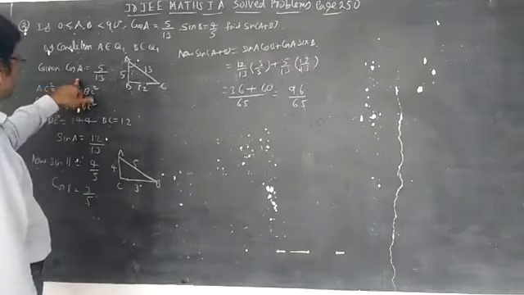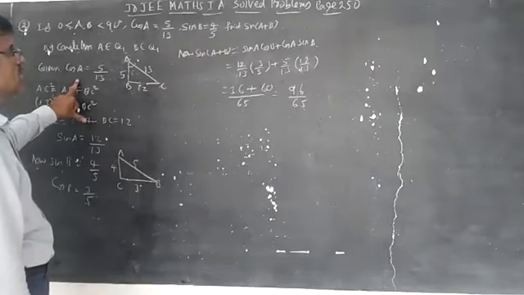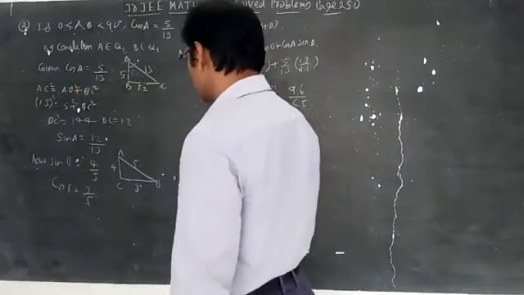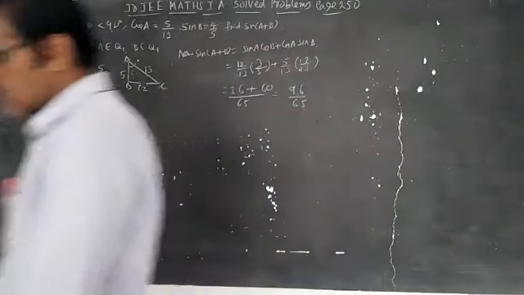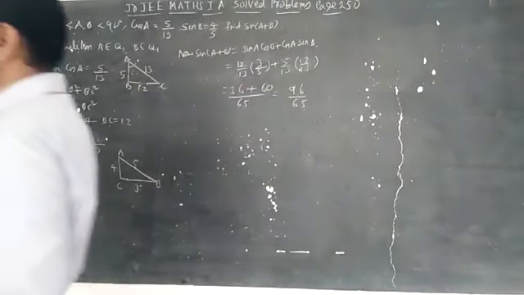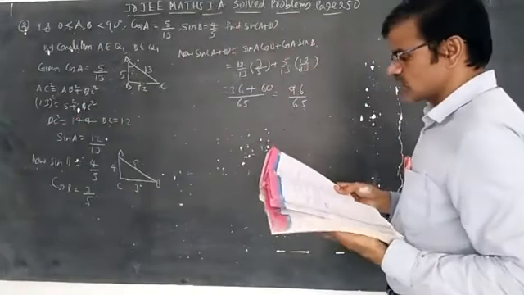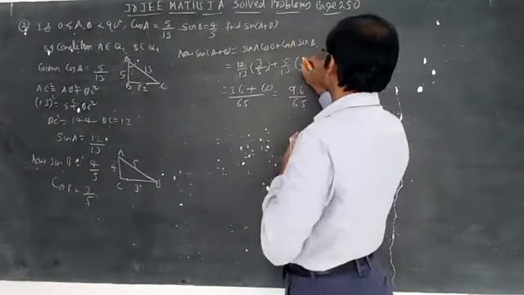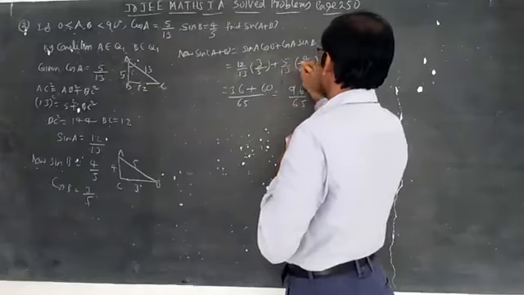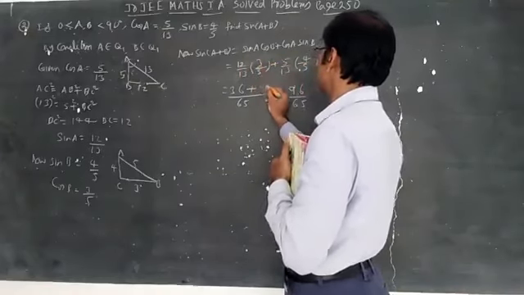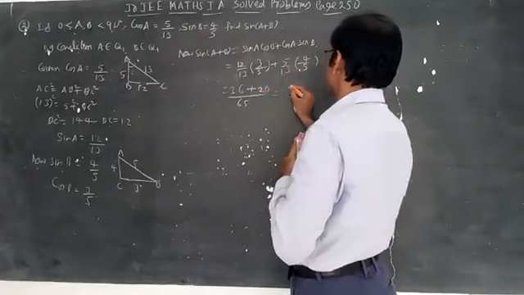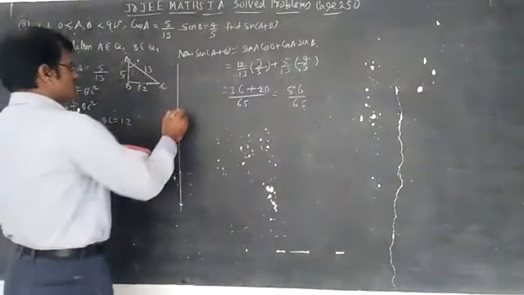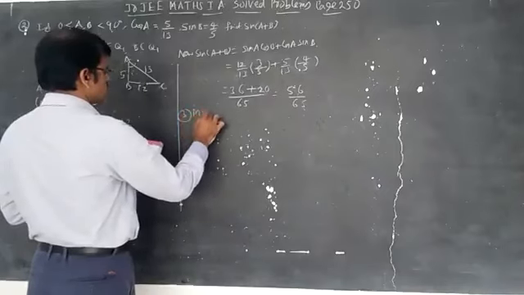Sine A plus B is sine A cos B plus cos A sine B. Sine A is equal to 12 by 13. Sin B equal to 4 by 5, cos B is equal to 3 by 5, correct. Sin A cos B plus cos A sin B. Sin B value 4 by 5, here I put wrong. So here it is 36 plus 20. 36 plus 20 becomes 56. 56 by 65 is correct.